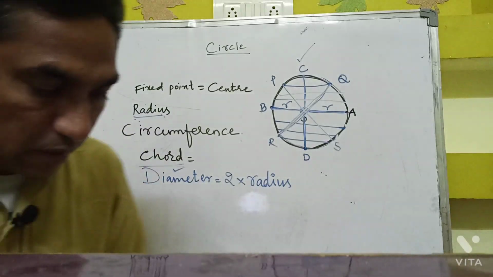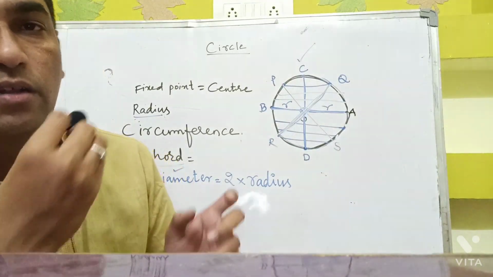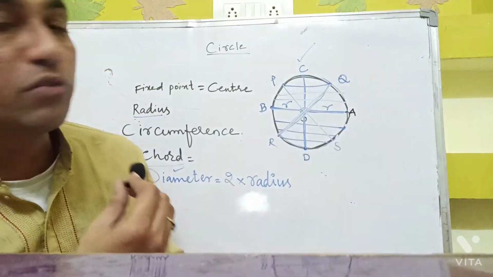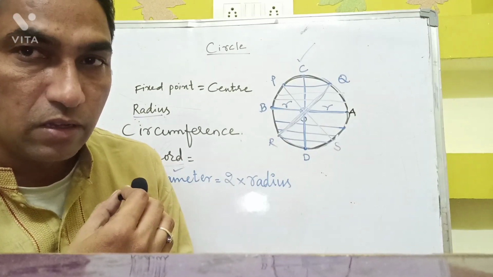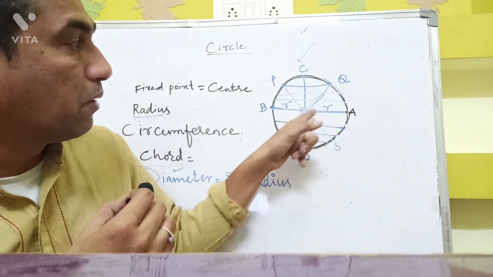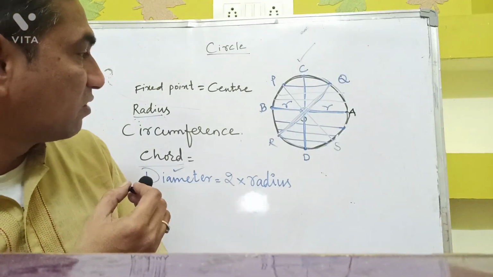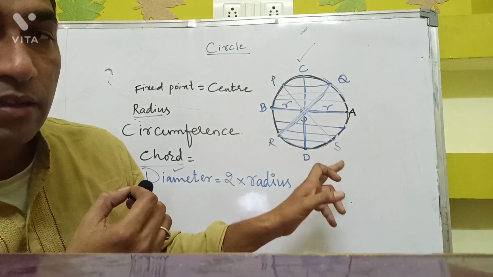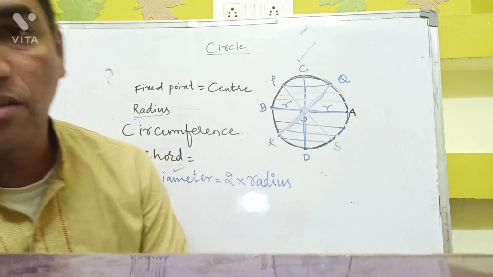Let me clearly explain all the important things. You should know these basics about the circle. How can we draw the circle? If we know the radius, we can easily draw the circle. The center, the middle point of the circle, this fixed point O is called the center of the circle. Circumference is this complete boundary of the circle.